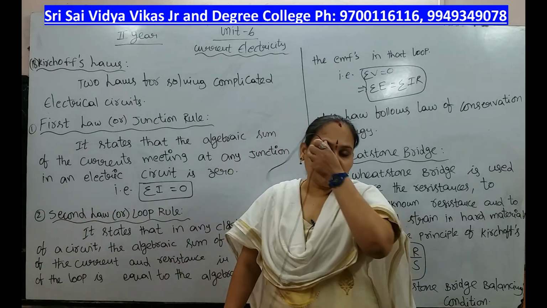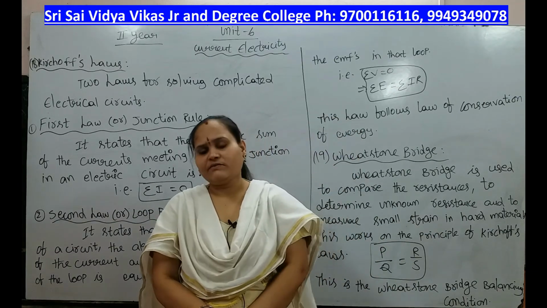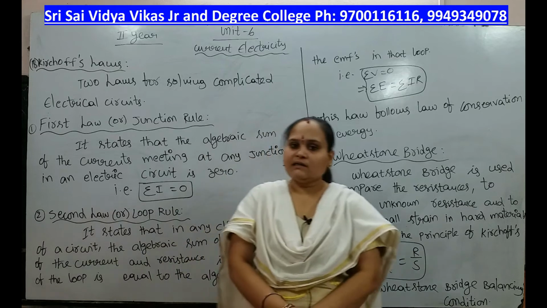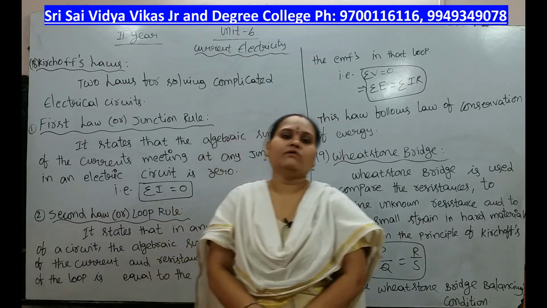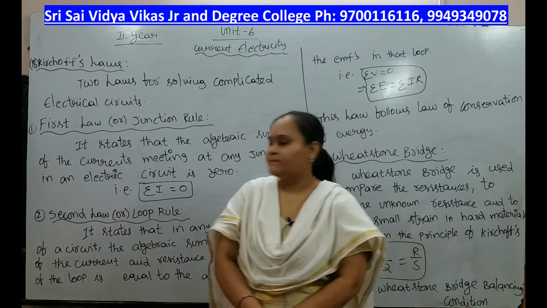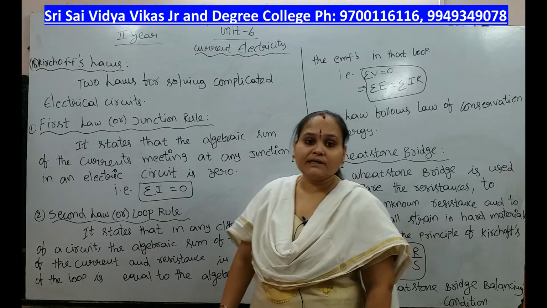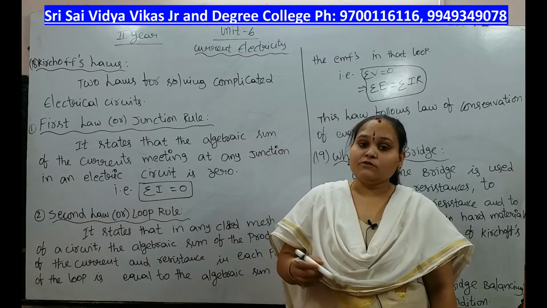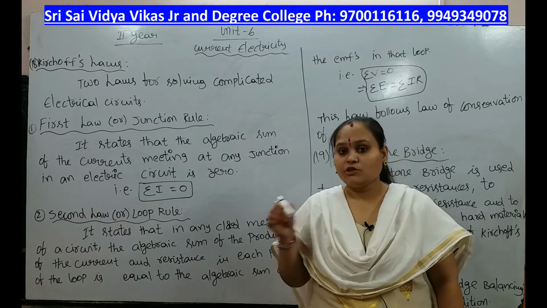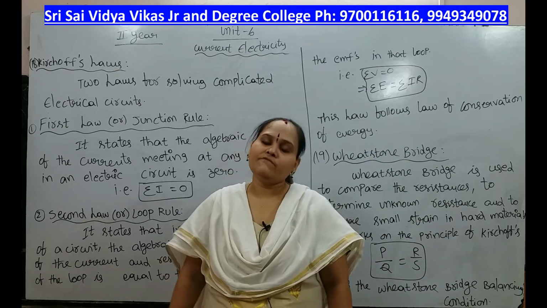That means the summation of I equals 0. For example, we have four currents I1, I2, I3 and I4. Then Kirchhoff's first law says that I1 plus I2 plus I3 plus I4 will be equal to 0. That is, the summation of I equals 0. The algebraic sum of the currents flowing in a junction becomes 0, and that's why it is also called the junction rule or first law.